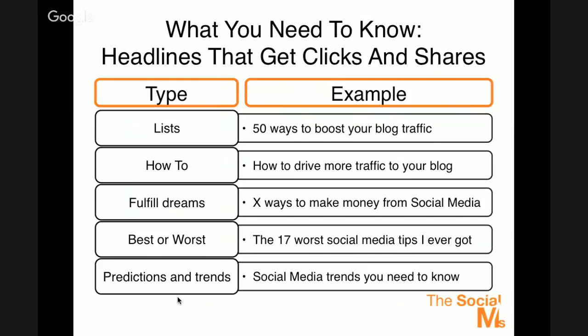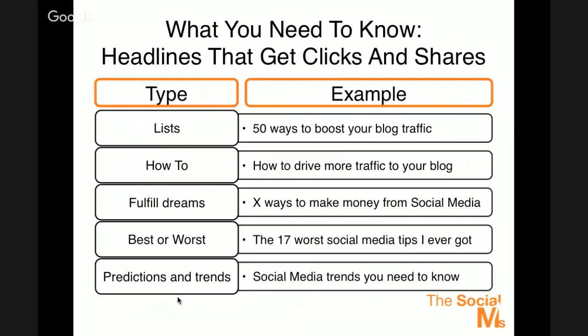Another good choice is a how-to post, because we are almost always looking for information or answers to questions like, how do I do that, or how can I achieve that? So how-to posts usually run really well. And there are some more really great types of headlines you can see here. You can use best or worst types of headlines, or you can use predictions, trends, statistics, research.